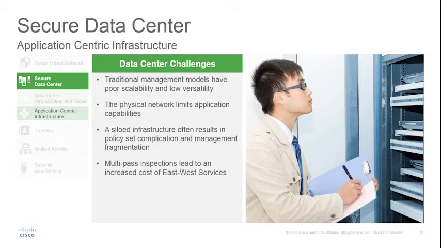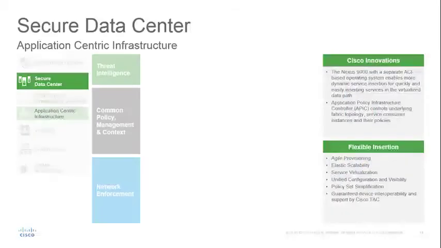Data management becomes fragmented between separate interfaces with no common objects or templates. And multi-pass inspections, slow network traversal, hairpinning, and a waste of compute cycles lead to an increased cost of east-west services. Fortunately, Cisco offers a better approach to managing a data center infrastructure.